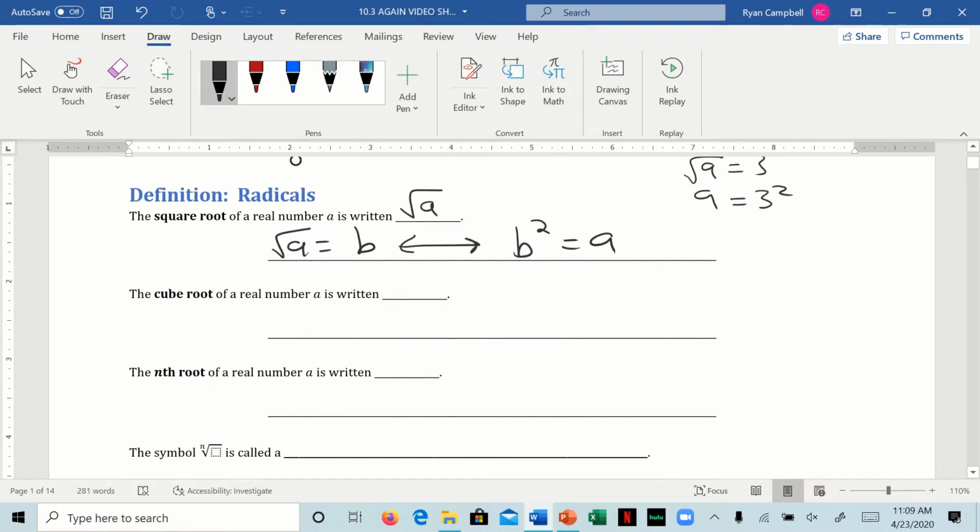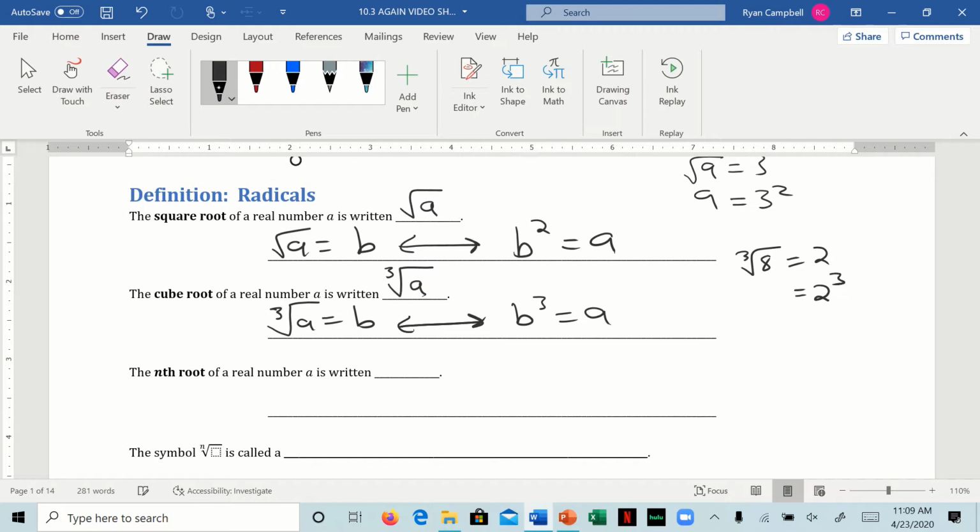If we have a cube root, then that means instead of just writing this sign, we also have to put a 3 right there. So that's the cube root of a. And hopefully you can see the pattern. If the cube root of a is equal to some number b, then that means that b cubed is equal to a. So again, the cube root of 8 is 2, then 2 cubed is 8, because 2 times 2 is 4, times 2 is 8. So the cube root of 8 is 2.